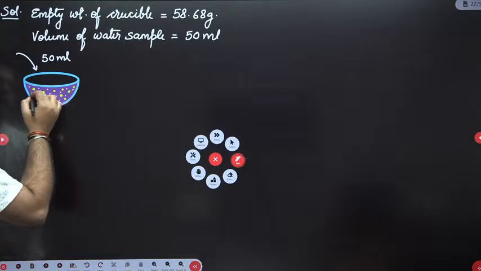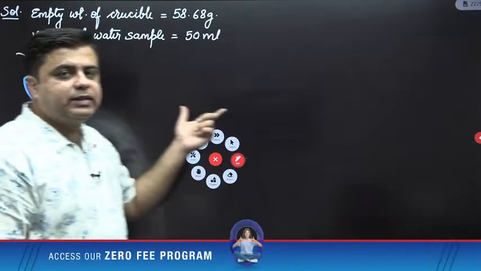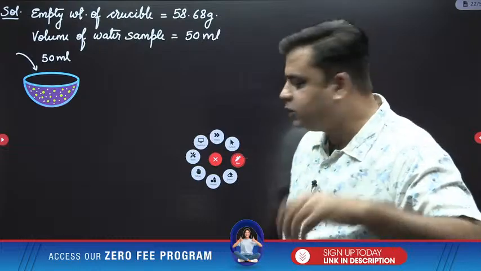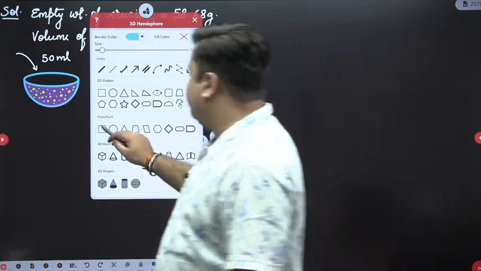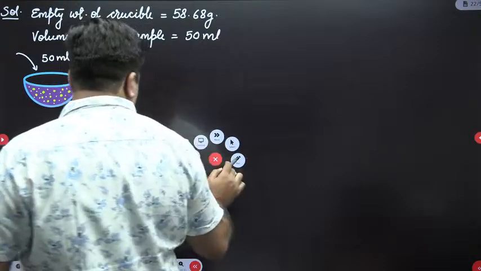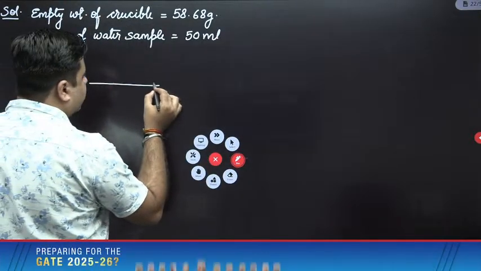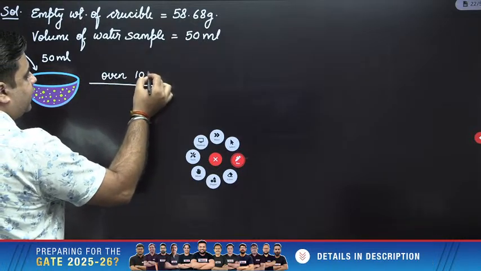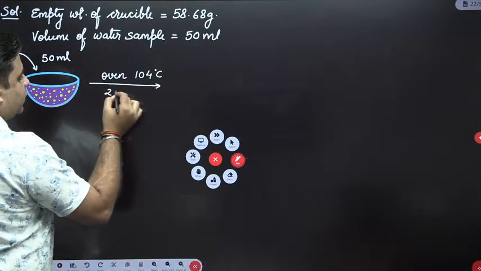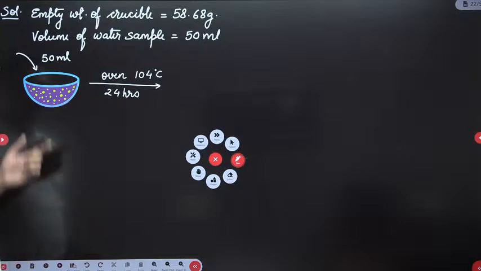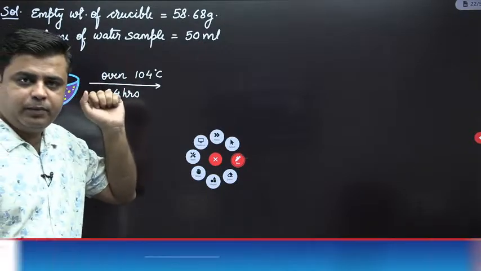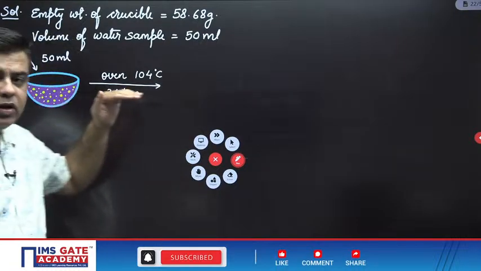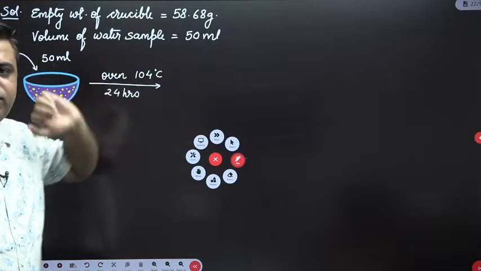Now what is happening here? This crucible is kept inside the oven at 104 degrees Celsius for 24 hours. First of all, what will happen if we keep this crucible inside the oven at 104 degrees Celsius for 24 hours? All the water present in this crucible is going to dry up, and you will be left with only total solids. Means both suspended and dissolved solids will be left and all the water will be evaporated.